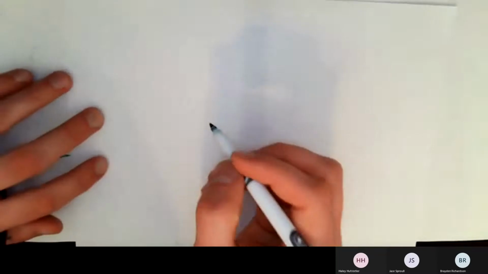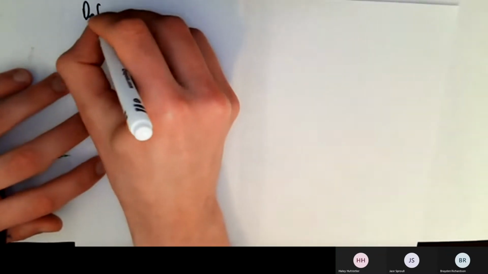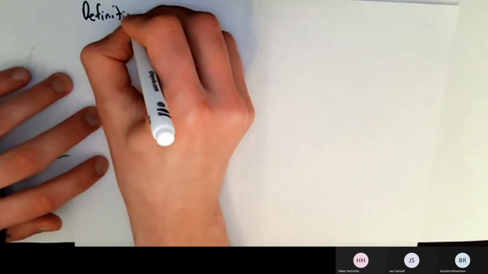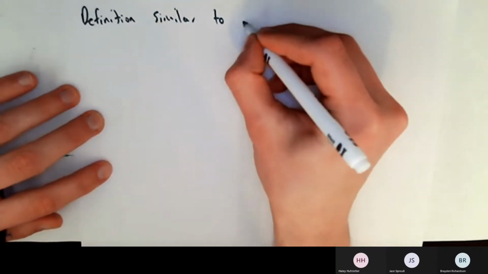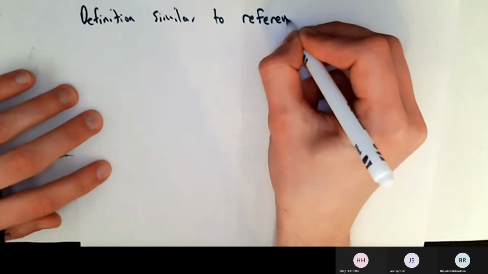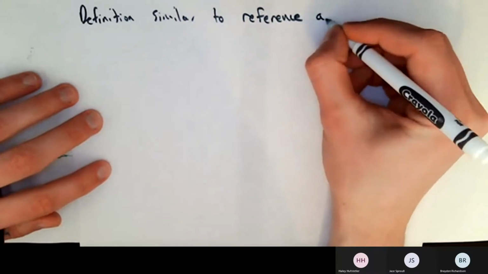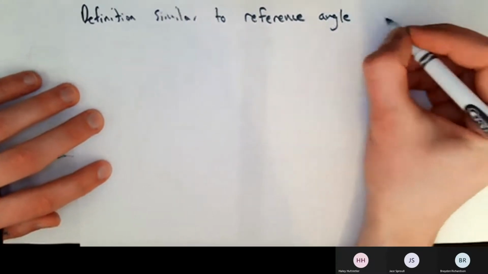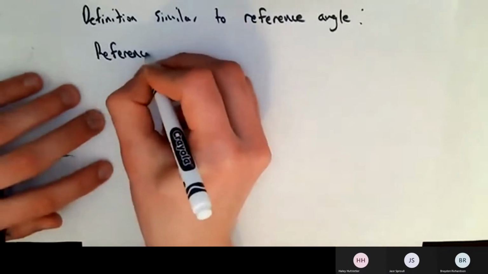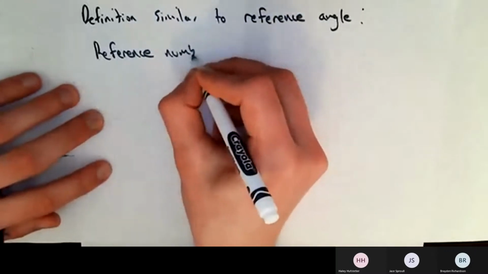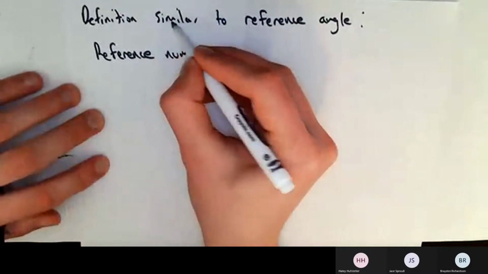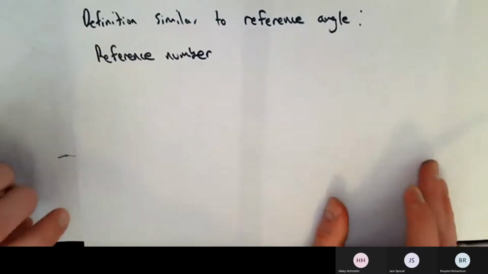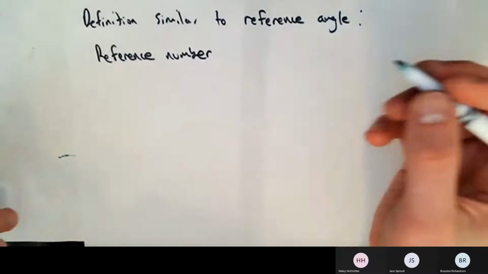Okay, so here comes a definition similar to reference angle, which is the way we got out of the first quadrant in chapter 5. We had a definition called reference angle. We're going to have a new definition called reference number. Instead of angle theta, we've got a number t, but really t is an angle, so I could still technically call this a reference angle, but I'll call it a reference number. That's what the book calls it.